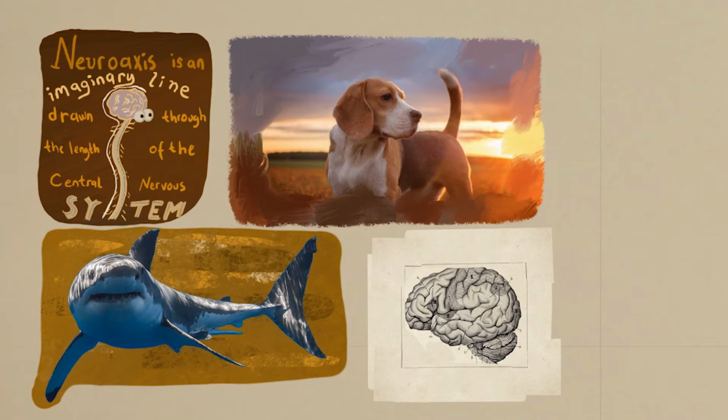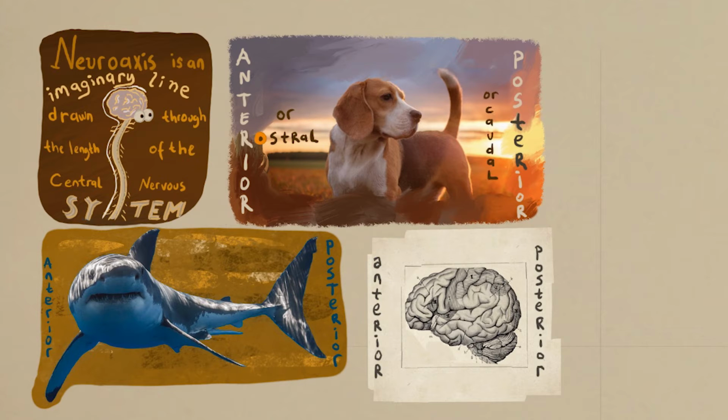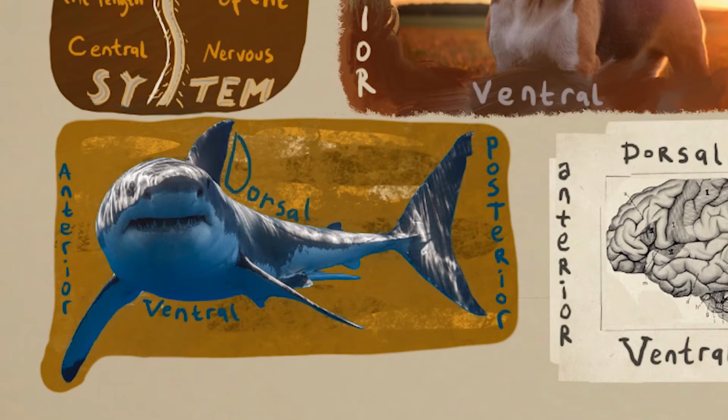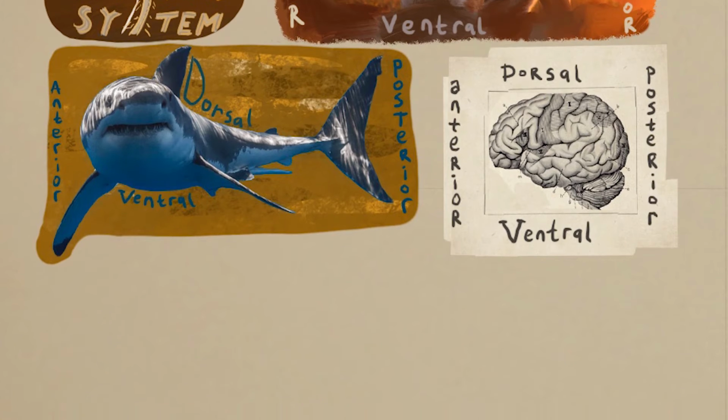The front end is anterior or rostral and the tail is posterior or caudal. The top of the head and the back part is dorsal, while the belly is ventral. In sharks and dolphins, this is called the dorsal fin, and ventrum means belly in Latin.